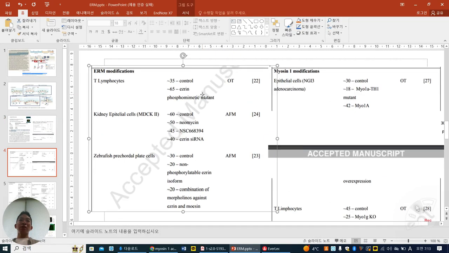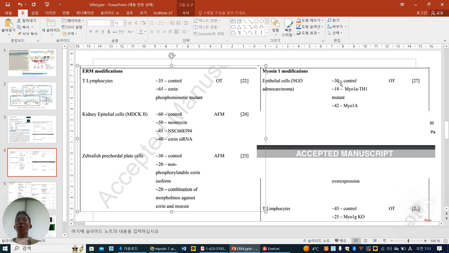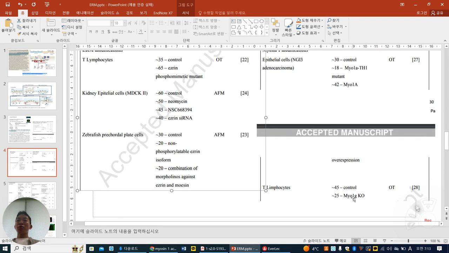Another cell type is when they add ezrin, the cell membrane linker protein, to stabilize, and tension is enhanced. When they knock down the ezrin ERM protein, it goes down. Here the control is 30, and with reduction of ezrin and moesin, both also go down in cell membrane tension. Then myosin 1 mutants also go down. When they add more, membrane tension goes up. And when myosin 1 is knocked out, it goes down in T cells.